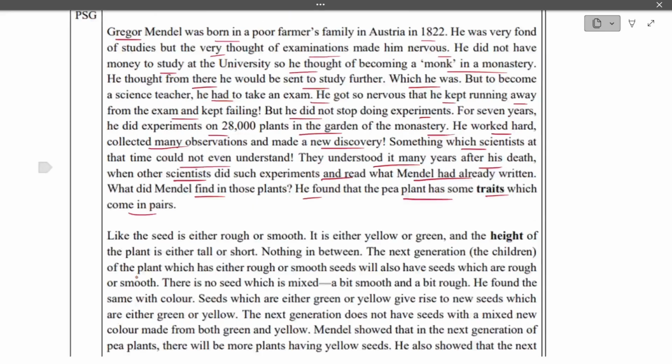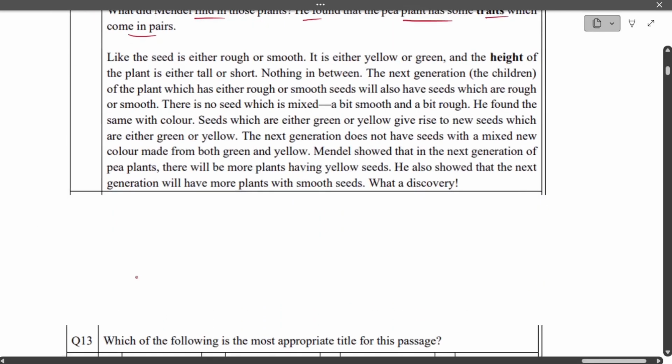Okay, let's now see the next passage. This is the same kind of passage, only the next paragraph of that passage.